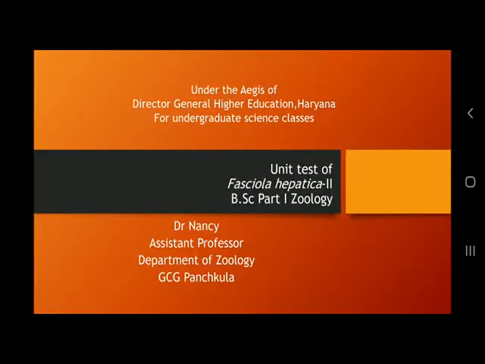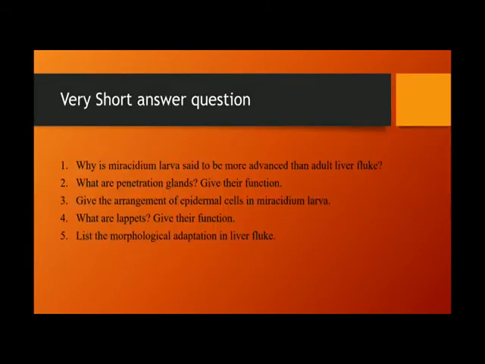Dear students, here is the unit test of Fasciola hepatica part 2. First of all, very short answer questions. First question is, why is Miracidium larva said to be more advanced than adult liver fluke? Second question is, what are penetration glands? Give their function. Third question is, give the arrangement of epidermal cells in Miracidium larva.